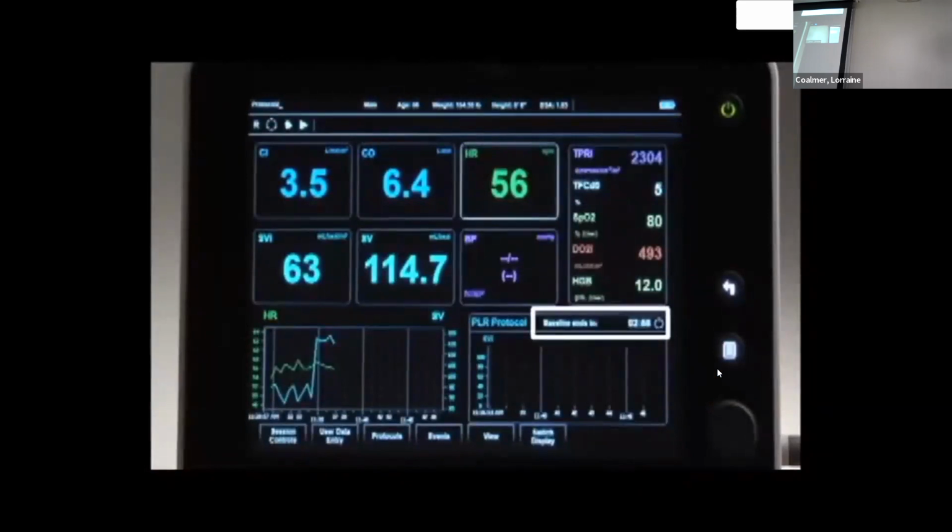But yes, this is all non-invasive. Nurses can flip this on really quick. We can get some numbers really quick and kind of know what to do, before I had to wait for the Swan, do all that stuff.